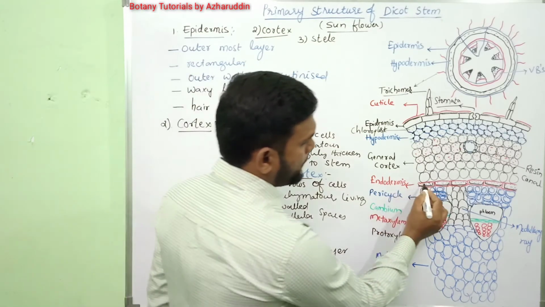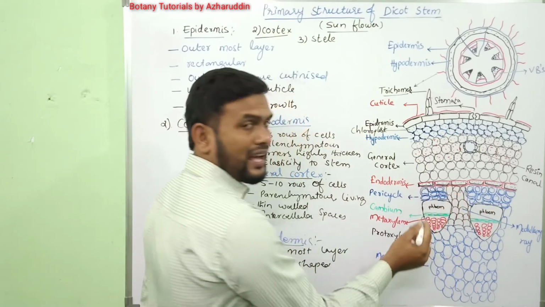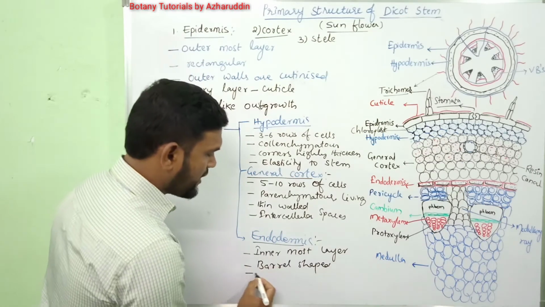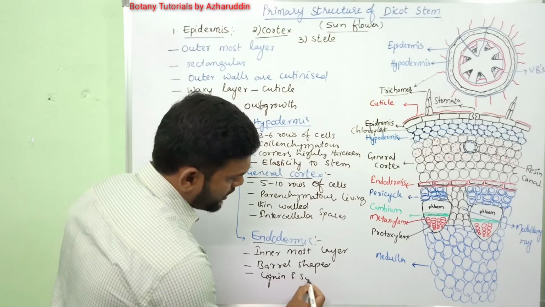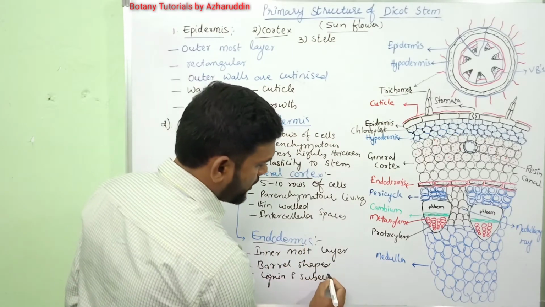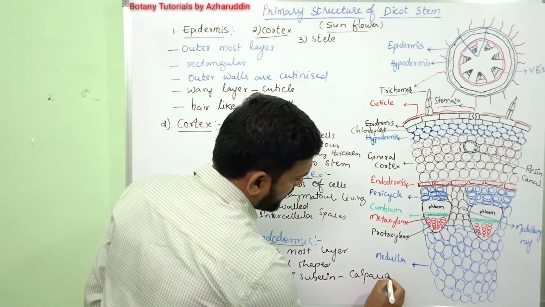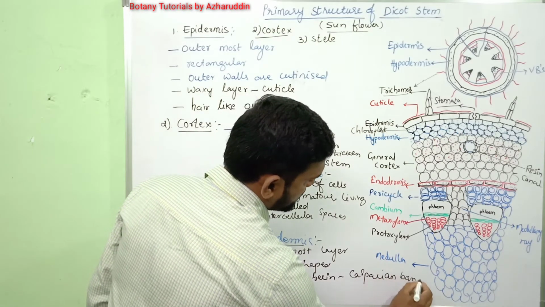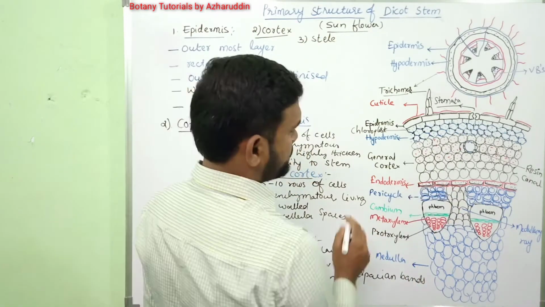These are the barrel-shaped cells. Their radial and inner walls are wrapped with lignin and suberin, and they form bands. They are called Casparian bands. These Casparian bands are present in the endodermal cells.